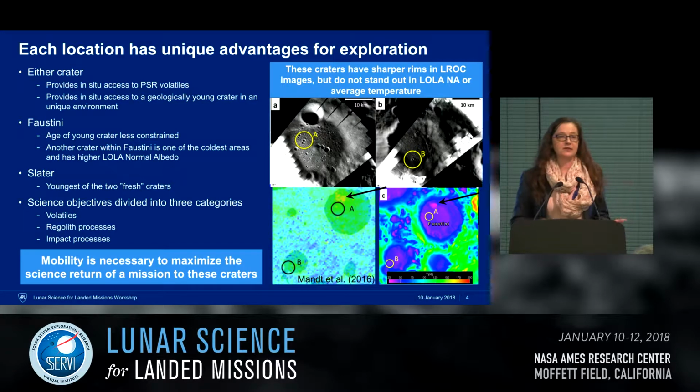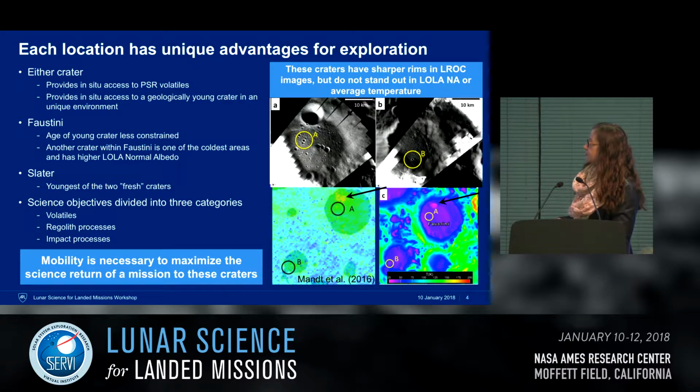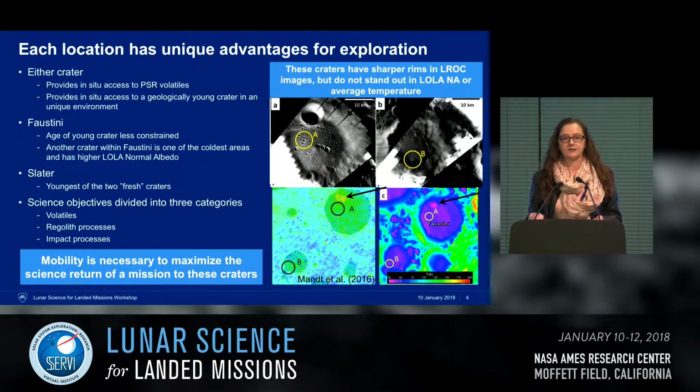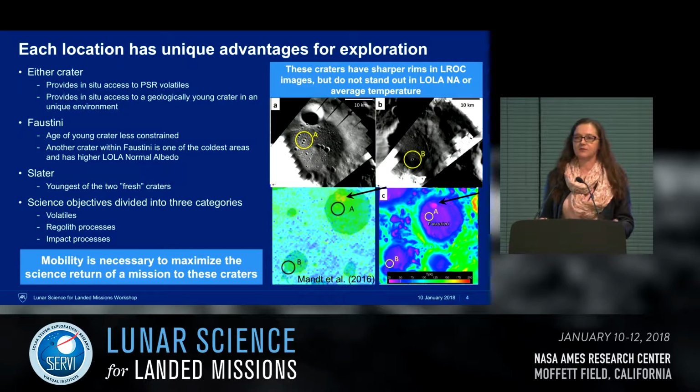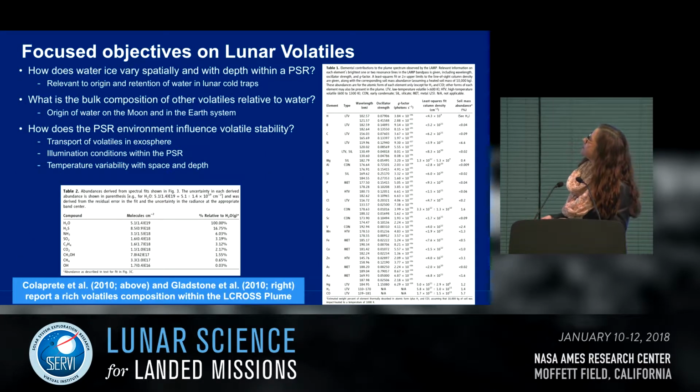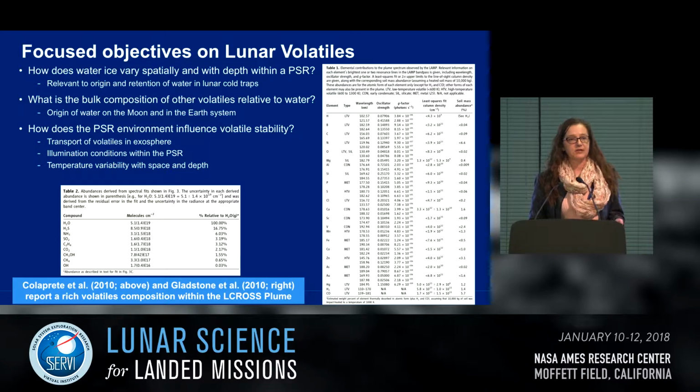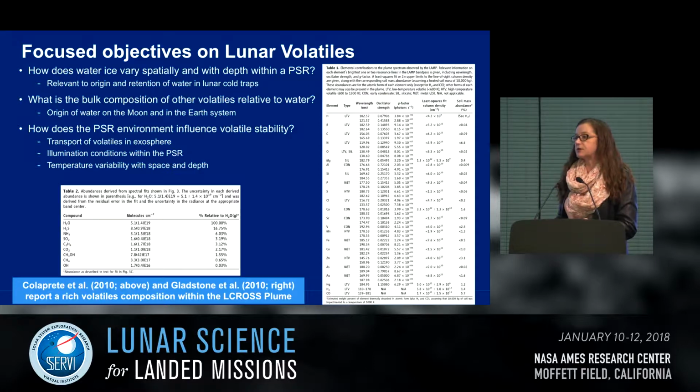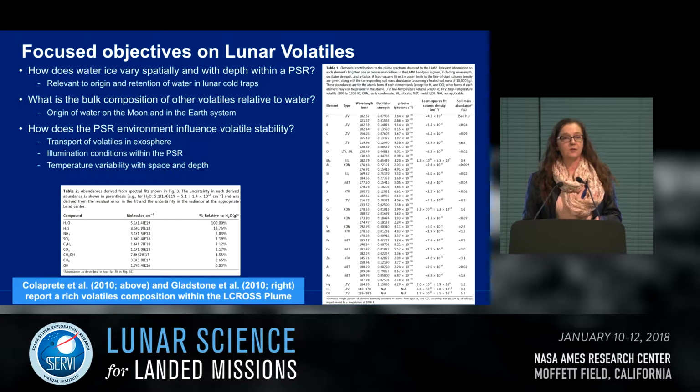It's important, mobility is going to be necessary if we go to these craters and explore, so that's going to be something that's important. And then the science objectives can be divided into 3 categories. And these science objectives are all relevant to SKGs and to the SRIM report. So for lunar volatiles, what we would want to know is how water ice varies spatially and with depth, because that's an important thing that we still don't understand, even with all of the data that we're getting from LRO. We don't understand with depth and we don't understand spatially, so this is something that we would want to explore. We would want to know what the bulk composition of the volatiles are, because water isn't the only volatile that's there.